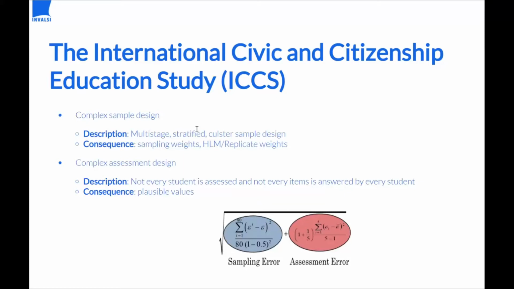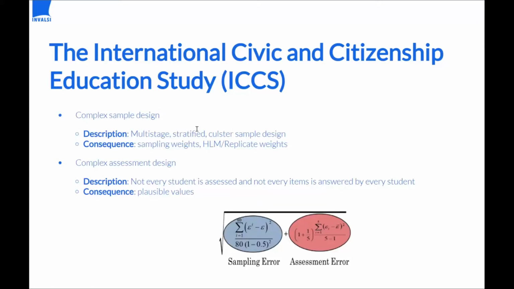For the complex assessment design, what they mean is that not every student is assessed and not every item is answered by every student that is chosen. So you have a sample of students, which we already said, but then you have a sample of items, which means when you want to evaluate civic knowledge, the test would be so long that one single student would take around 12 hours to answer the test non-stop.